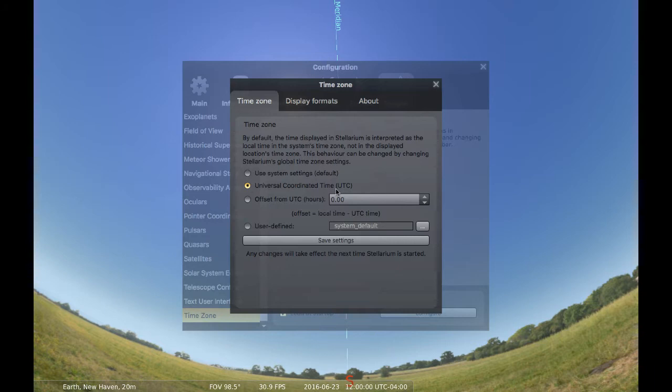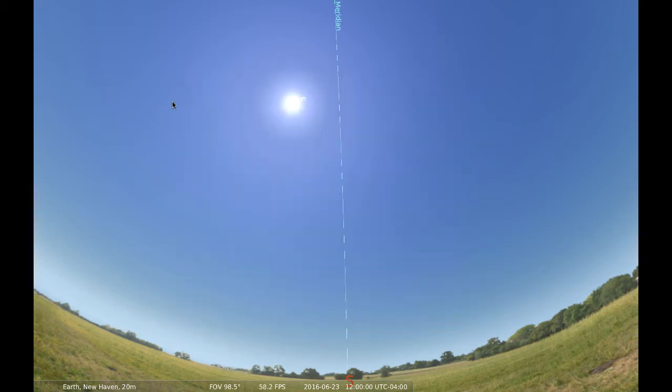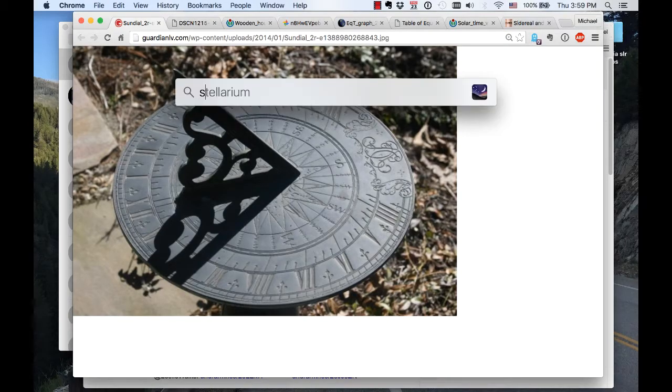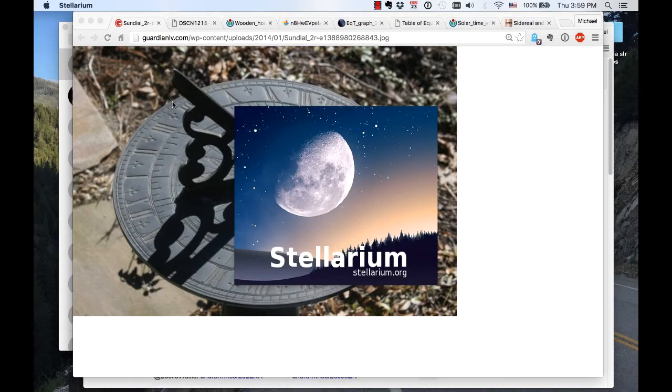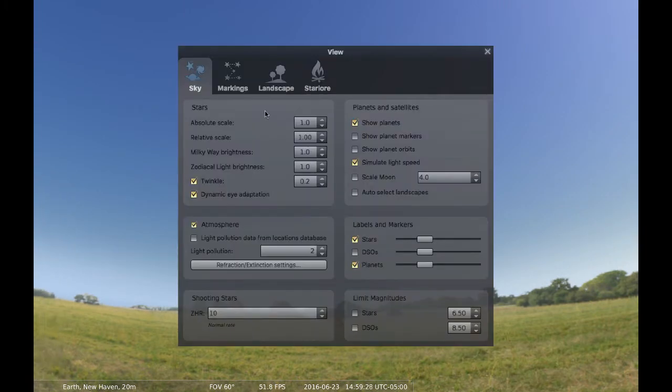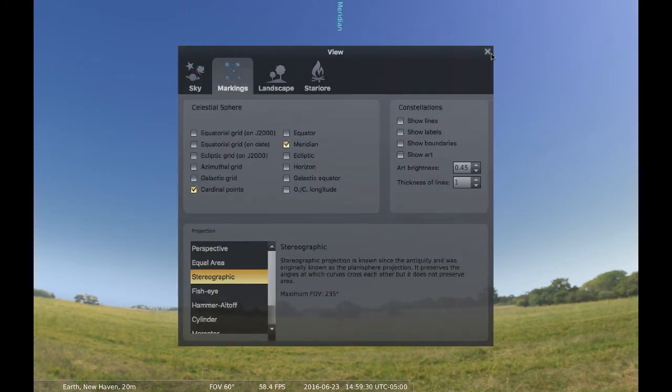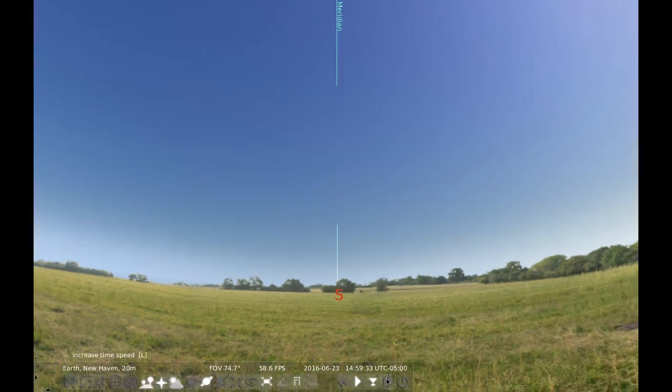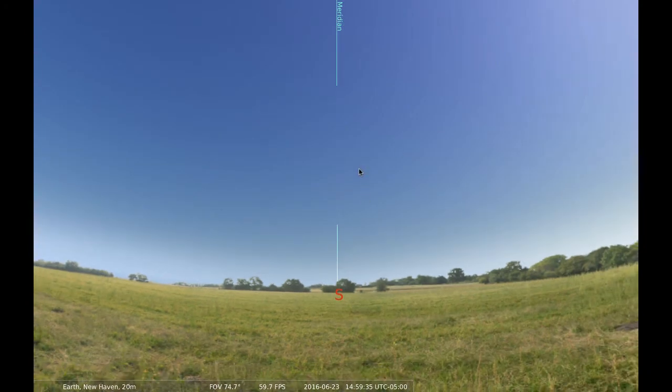Another option would be universal time. I'm going to say offset from UTC, and I'm going to set this for Eastern Standard Time, like so, and then I'll say save settings. Now, any changes will take effect the next time Stellarium is started, so I need to quit Stellarium, and then I'll relaunch it. Here we go, and I'm going to turn on the meridian again. And I now have UTC minus 5 as my clock.